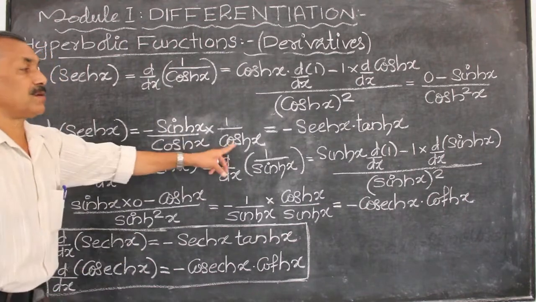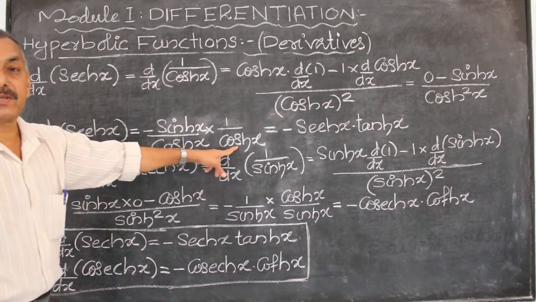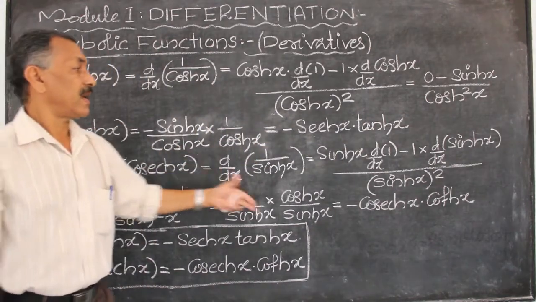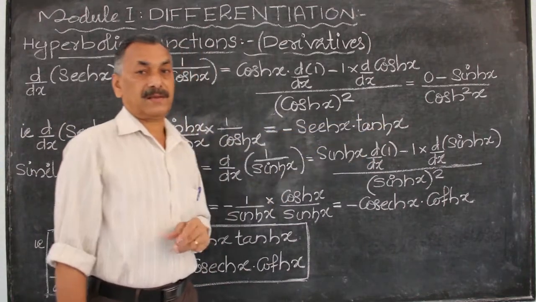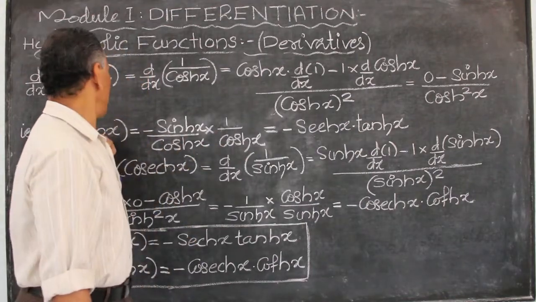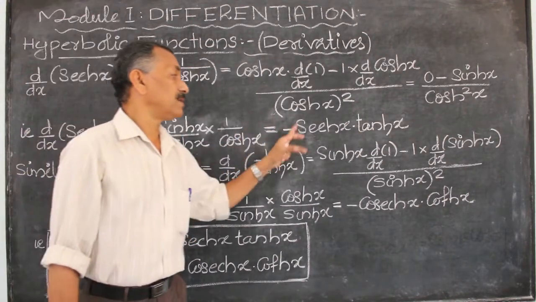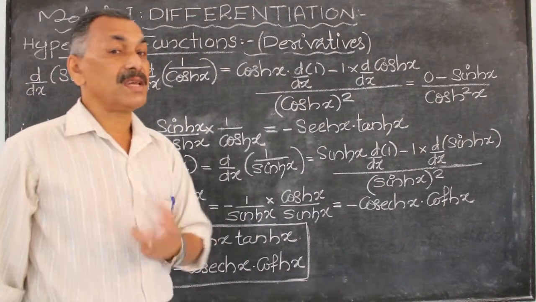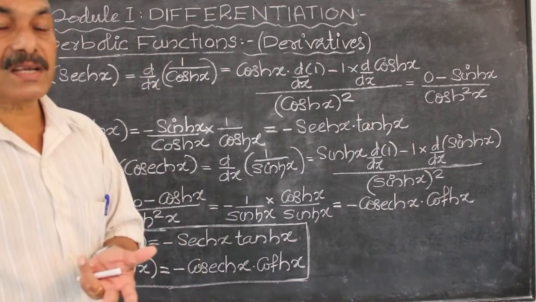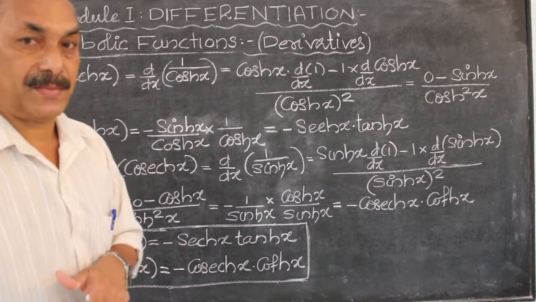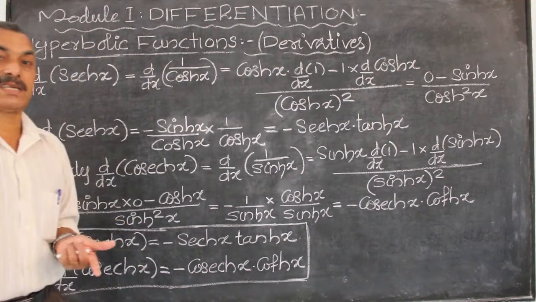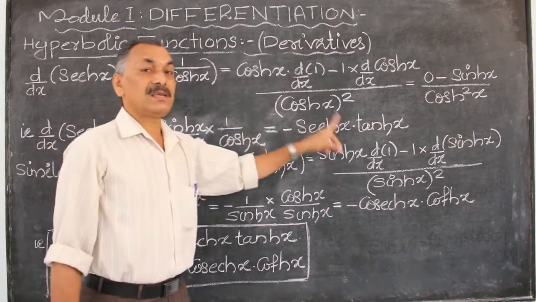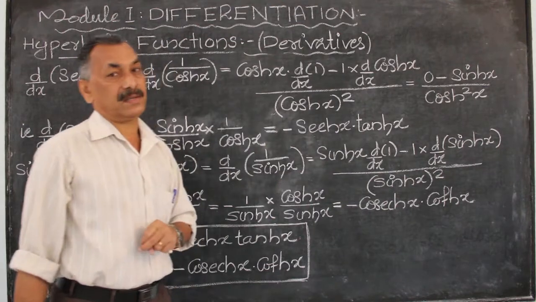What is 1 by cosh x? 1 by cosh x is equal to sech x. Then what is sinh x by cosh x? Sinh x by cosh x is equal to tanh x. That is, derivative of sech x is equal to minus sech x into tanh x. What is the derivative of sec x? Derivative of sec x is equal to sec x into tan x. But for the hyperbolic function, derivative of sech x is equal to minus sech x into tanh x.